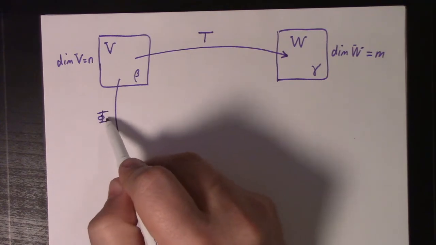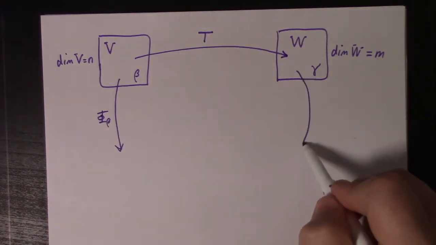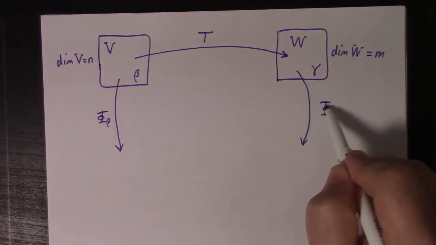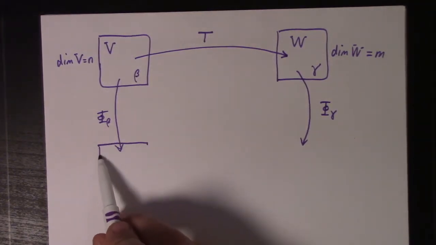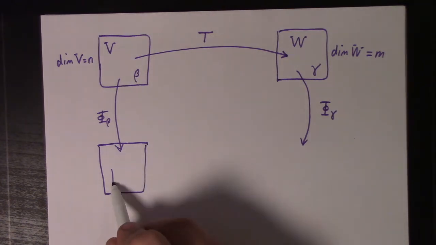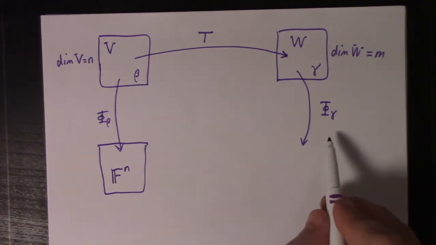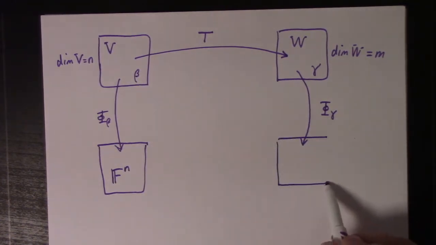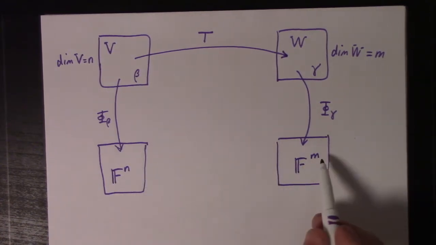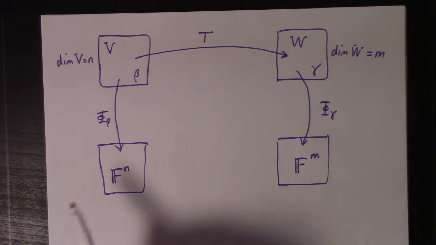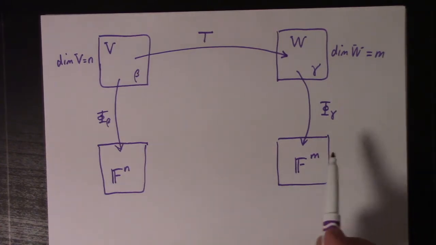Well, then I have also, of course, coordinate maps. I've got my phi beta map, and I've also got a phi gamma map over here because I can build coordinate vectors from V. The coordinate vectors from V, well, those fill out Fn. And the coordinate vectors from W, well, those would fill out Fm. Most often this is just Rm and Rn, vice versa.